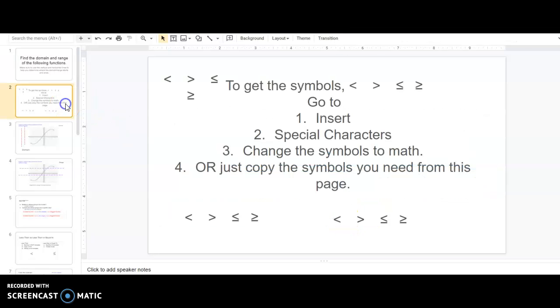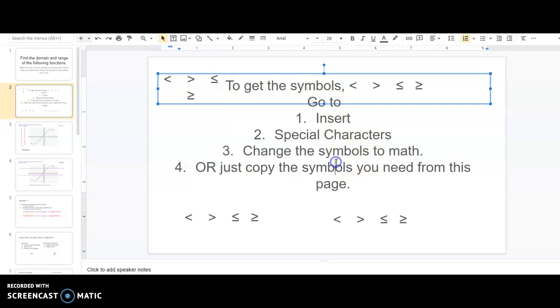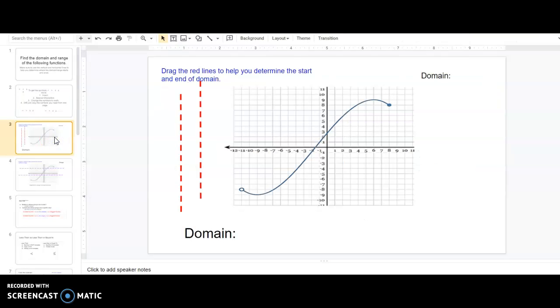So let's go ahead and one thing I did want to cover is we're using Google Slides to put these symbols into Google Slides. It's a little complicated, so I did put the steps on there in case you have to do this assignment on there. Let's go ahead and get into the first example.